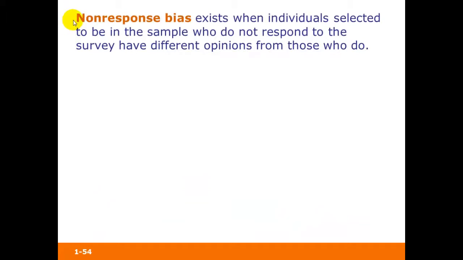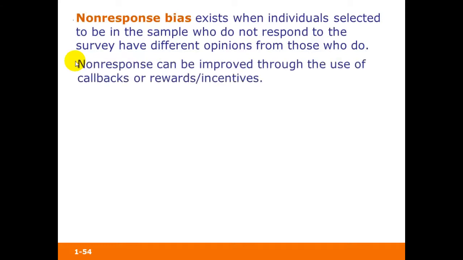Another type of bias is non-response bias. This exists when the individuals selected to be in the sample who do not respond to the survey have different opinions from those who do. One way this can happen is, for example, if surveys are mailed out and a large number of people don't respond to the survey or don't mail them back in. Now there are ways to improve this. For example, if you're making phone calls, you can call people back if they don't answer the first time, or you can offer rewards or incentives for people to actually respond to the survey.